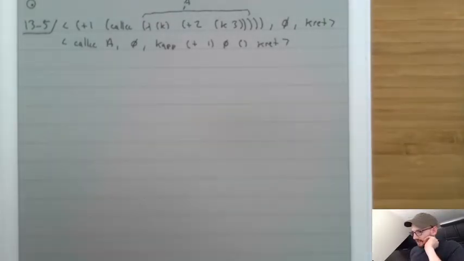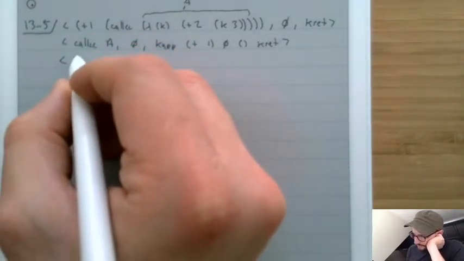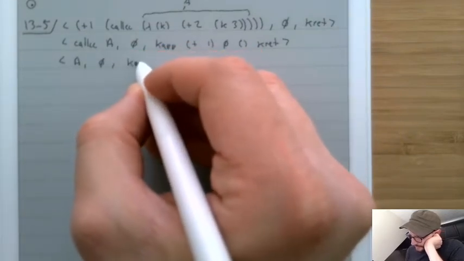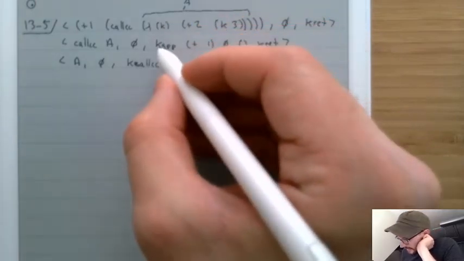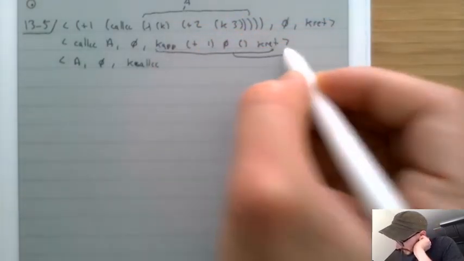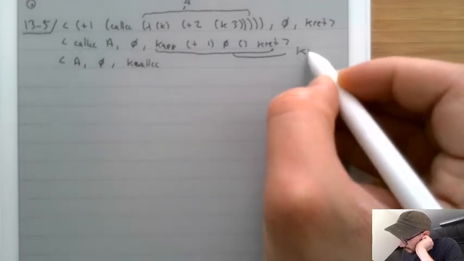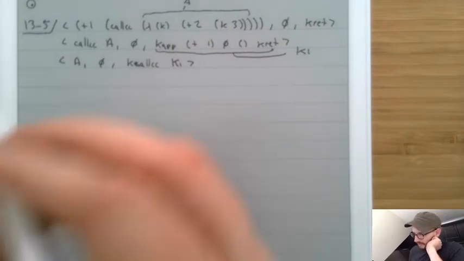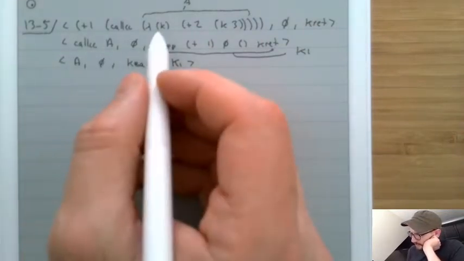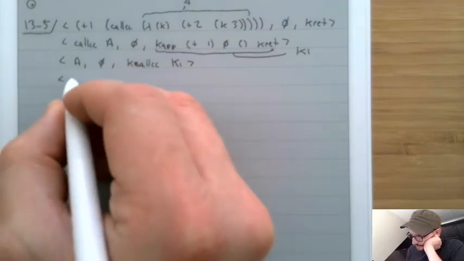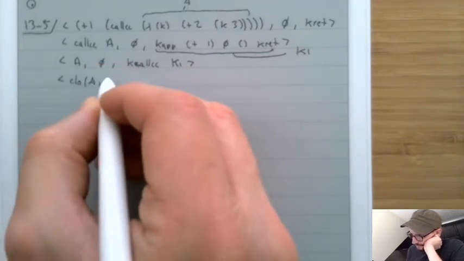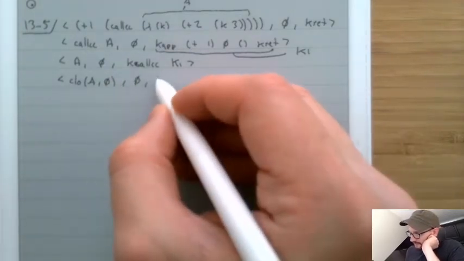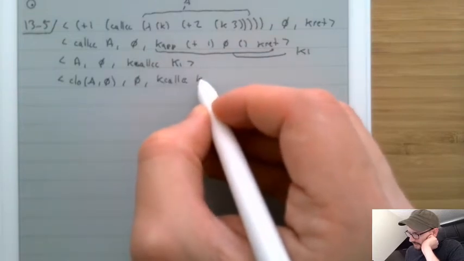Okay, so now we're going to focus on A, and we're going to have a k call cc, and we're going to have this thing right here. Let's label that k1. So we're going to have k1 as the continuation. Now we're going to evaluate A, and it will turn into a closure with the A code and nothing saved. The environment's empty. We have k call cc k1.